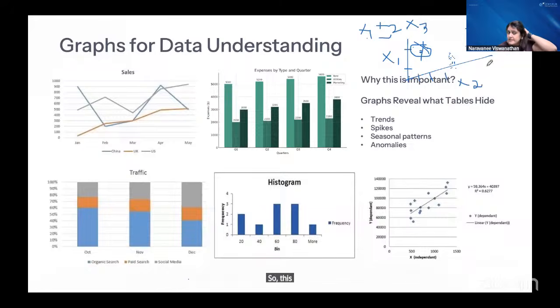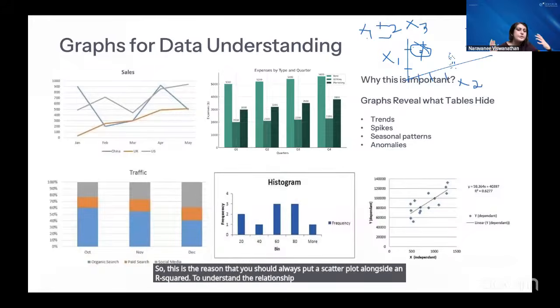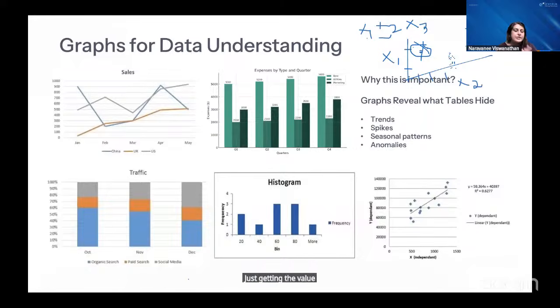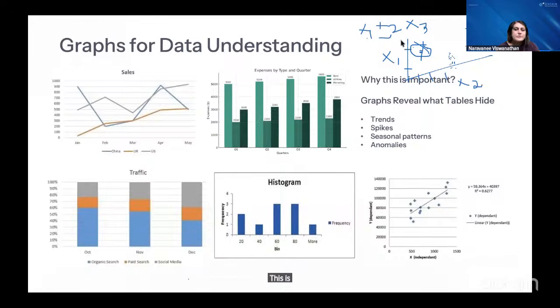So this is the reason that you should always put a scatter plot alongside an R squared to understand the relationship between two variables. Just getting the value is not good enough. Just getting the graph is not good enough. You should always see both of them together. Okay, clear? This is one of those cases where you need to have the graph alongside the value.